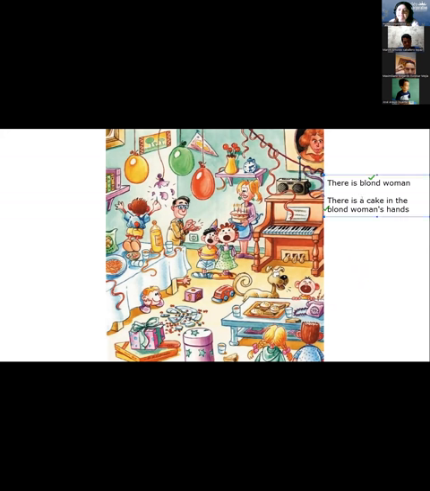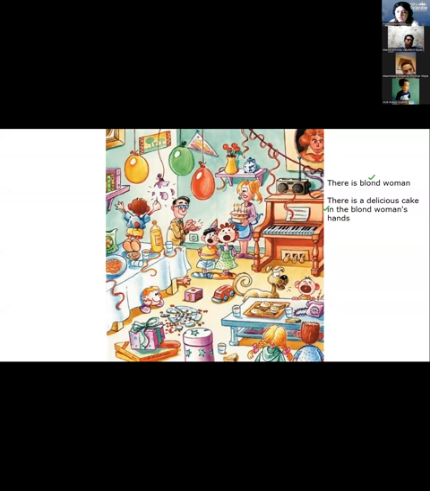Pero si quiero agregarle más adjetivos, there is a, I don't know, delicious, there is a delicious cake in the blonde woman's hands, right? I'm adding even more adjectives. So what are we doing right now? We are describing what we can see in the picture using there is and there are, but also using adjectives.